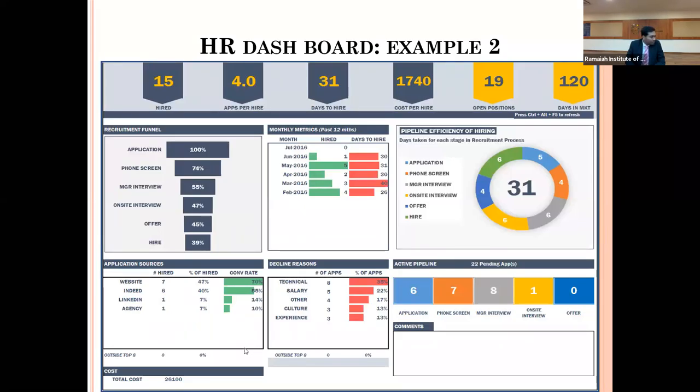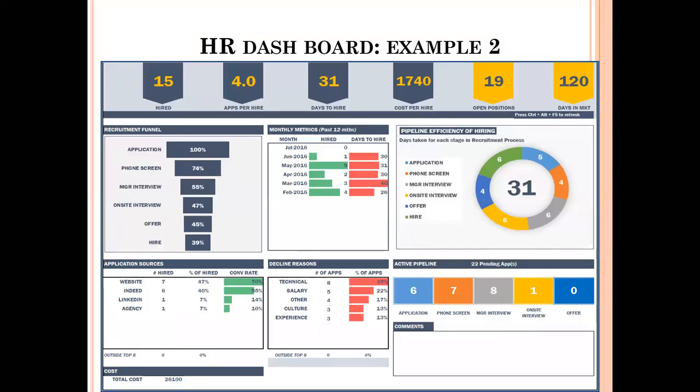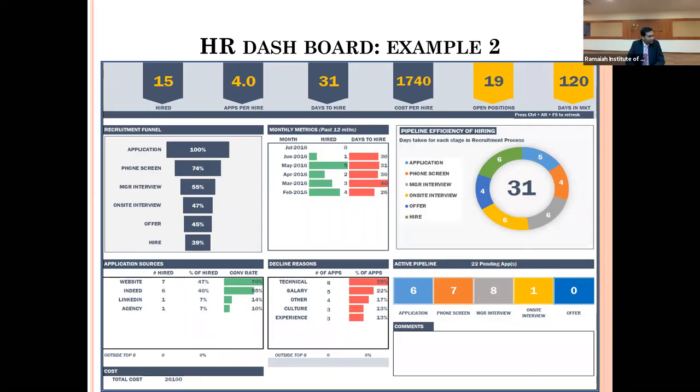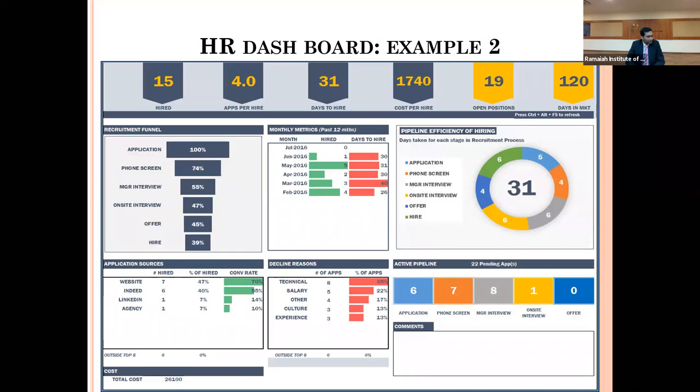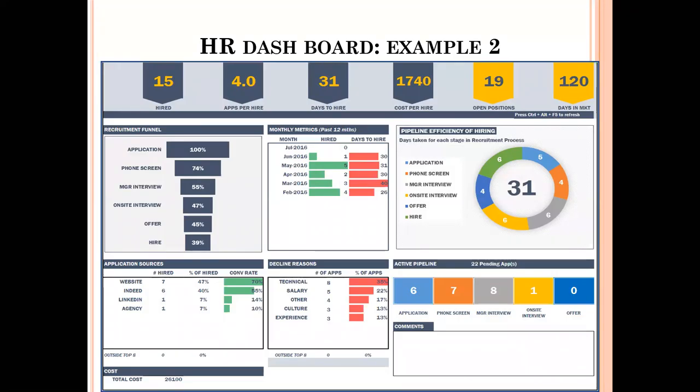Hello. Yes, sir. Tell me, sir, please. Thank you very much, Mr. Arul. This is Prasad from Ramaya Polytechnic. As I am heading the department, I think I need to tailor this people analytics model to a certain extent to carry out my departmental activities. To that extent, it is helpful. Thank you very much. Thank you, sir.